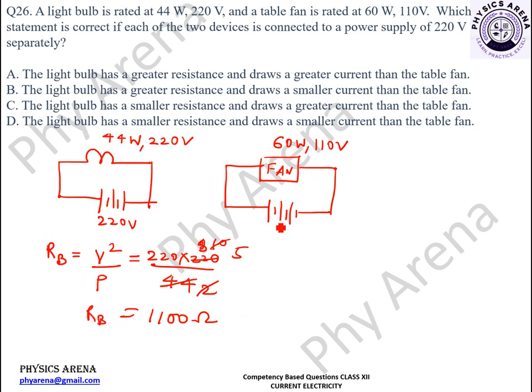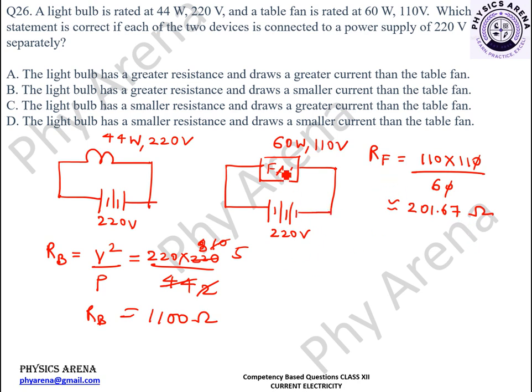And now let's solve for the resistance of the fan. So the resistance for the fan will be 110 multiplied by 110, that is V square, the rated voltage, divided by the rated power. When we solve it out, it will be approximately 201.67 ohm. So this is the resistance for the fan.